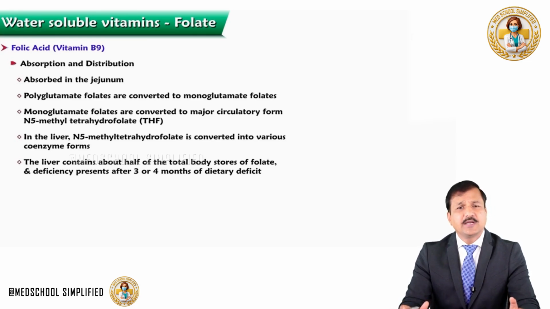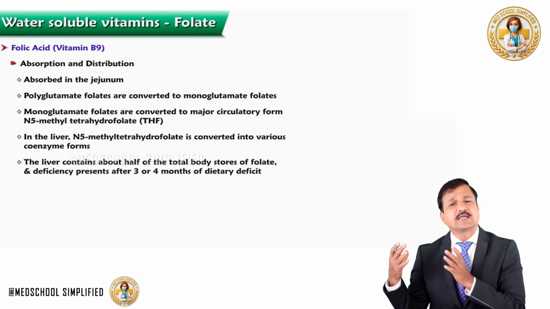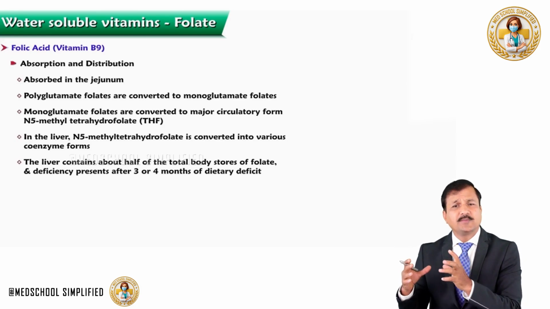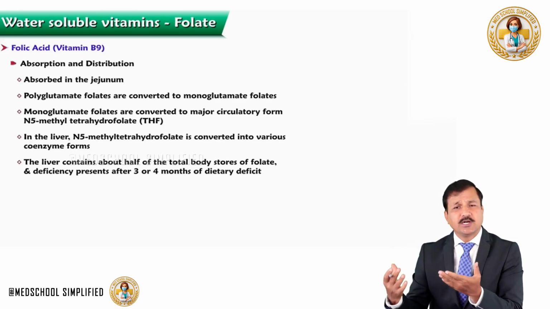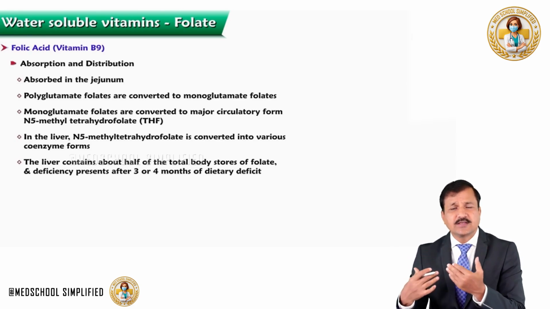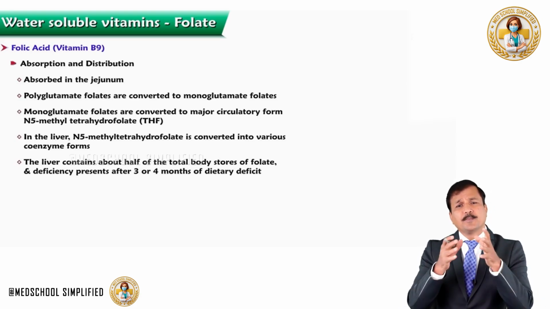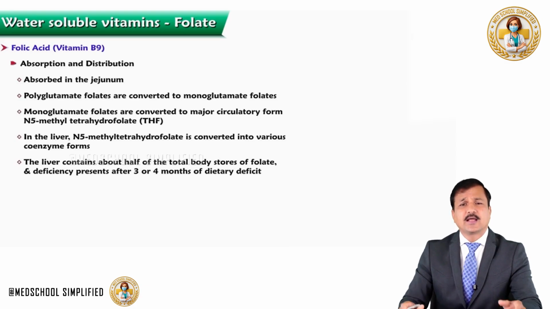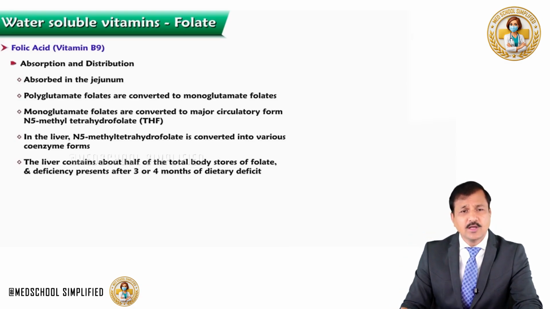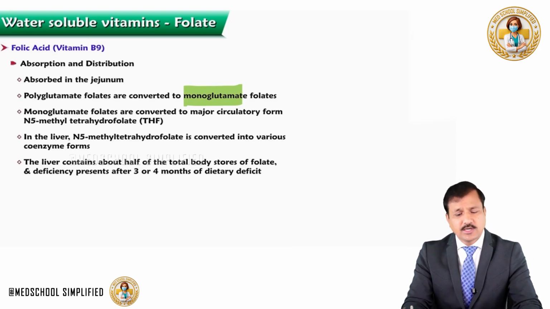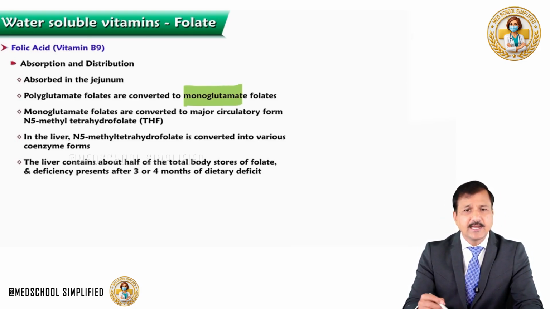Since this polyglutamate has multiple glutamates, at least 6 glutamate molecules attached, and glutamate, as you know, is a negatively charged amino acid, it carries multiple negative charges, and that makes it less efficient for absorption by the intestinal epithelial cells. So at least 5 glutamate molecules need to be removed from the polyglutamate to convert it into the monoglutamate form. And this conversion is done by the enzyme gamma glutamyl hydrolase.